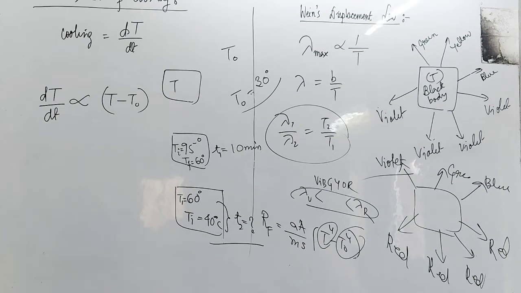If the temperature change of the hot body is given at two different levels, the initial temperature and final temperature, along with the temperature of the surrounding, then you have to apply Newton's law of cooling. Stefan's law of cooling must be applied only for a fixed temperature of the hot body and a fixed temperature of the surrounding. Understood?